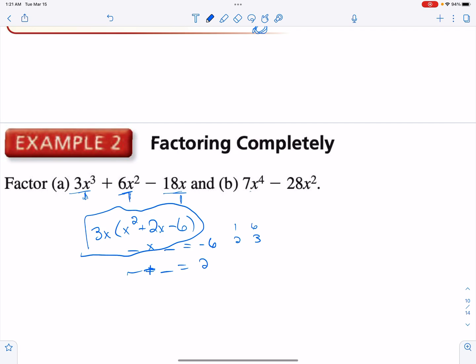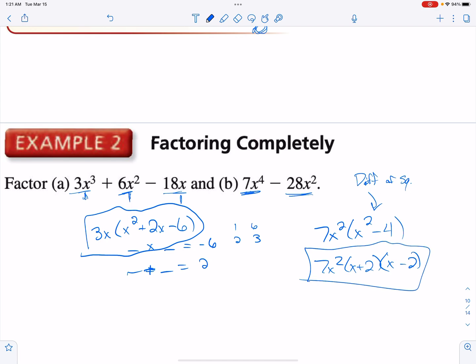So let's see. Again, I have 7x to the fourth and 28x squared. I'm going to take out 7x squared. I'm left with x squared minus 4. And now we have the difference of perfect squares. And as we'll recall from last week, it just factors into x plus 2, x minus 2. So again, it's the square root of the first term goes in front, square root of the second term goes in back, but it's the difference of squares pattern. So this is our answer right here. This is factored out completely.